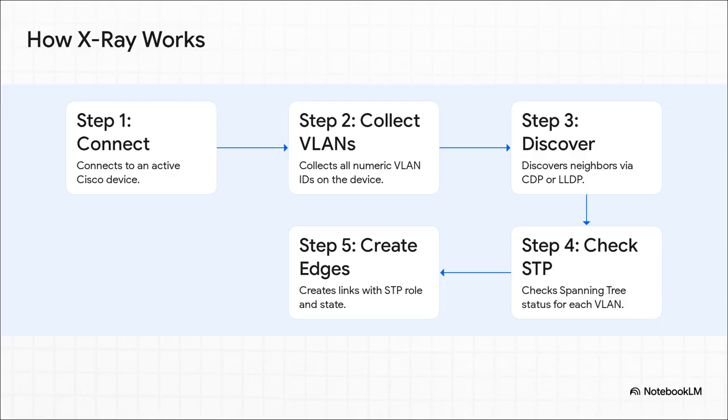Okay, it connects to a device, and just like our map tool, it grabs all the VLANs and discovers its neighbors. But then, and this is the really cool part, it goes a step further. It checks the specific STP status for every single VLAN, one by one. And it uses that info to draw the edges and label them with their exact STP role and state.